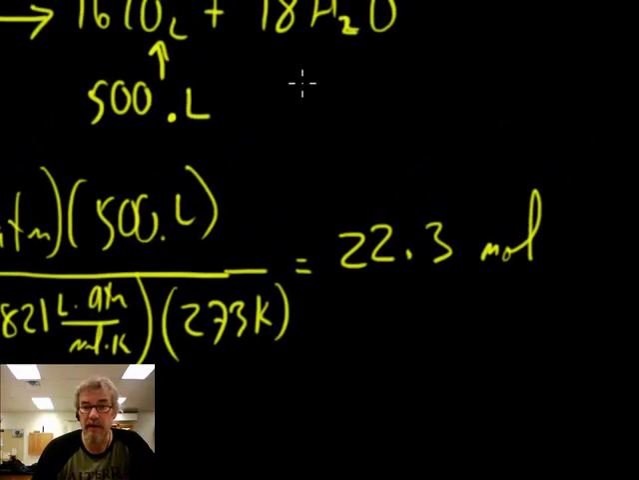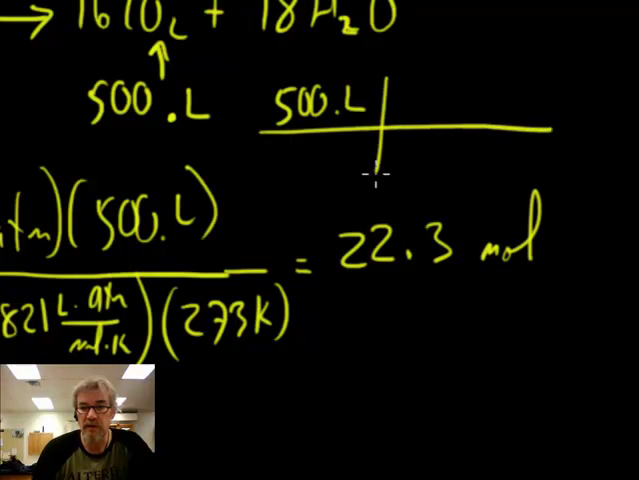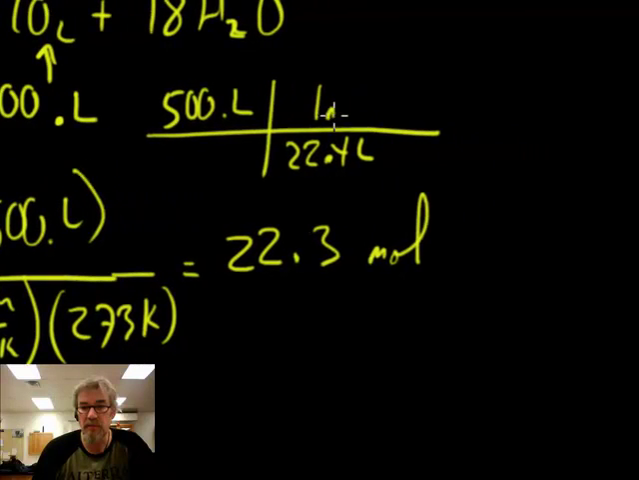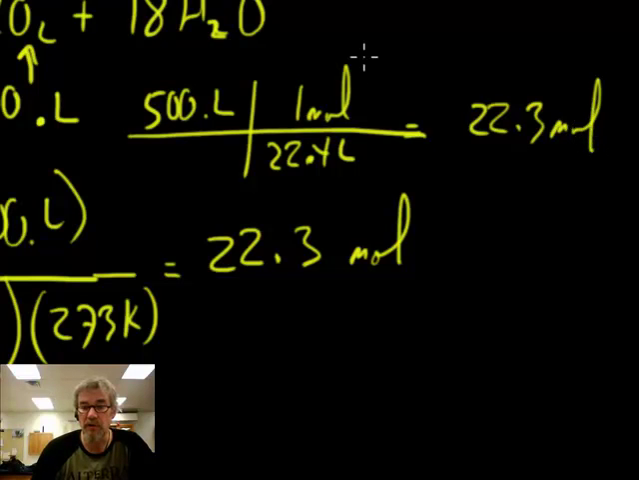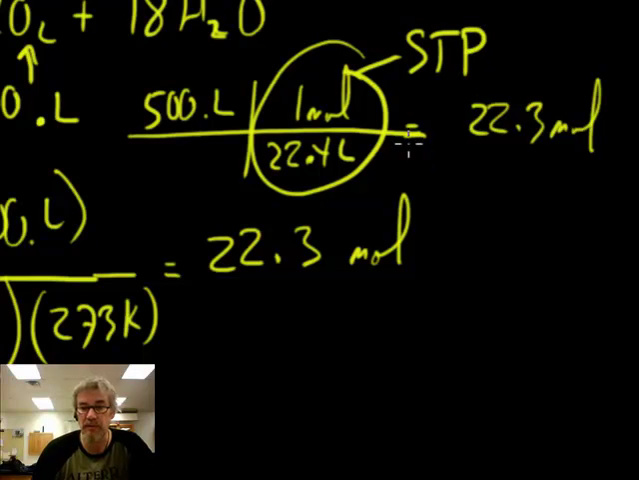There's a second way I could find this answer, and that is to recognize that this is at STP. And at STP, 22.4 liters always corresponds to 1 mole. So I could have also done this. I could have said 500 liters, and then used a conversion factor of 22.4 liters per 1 mole. And this also would give me 22.3 moles. Now remember, you can only use this conversion factor when you're at standard temperature and pressure. Otherwise, it's not going to work. Ideal gas law, you can always use no matter what the temperature and pressure are.